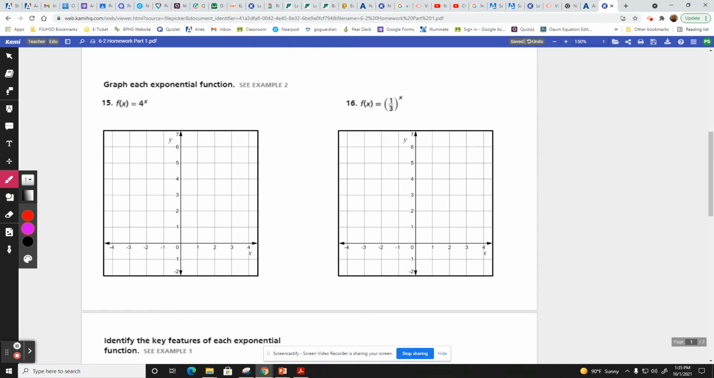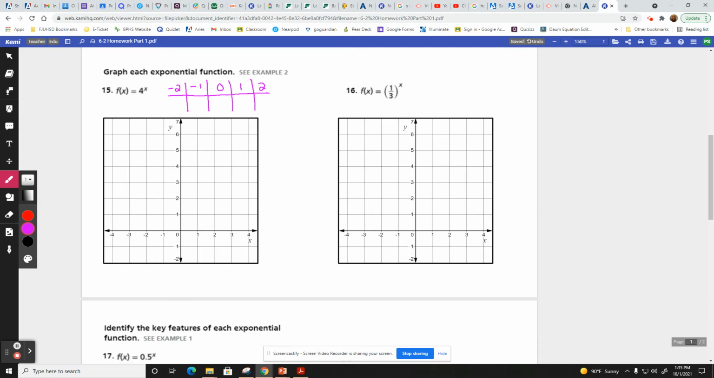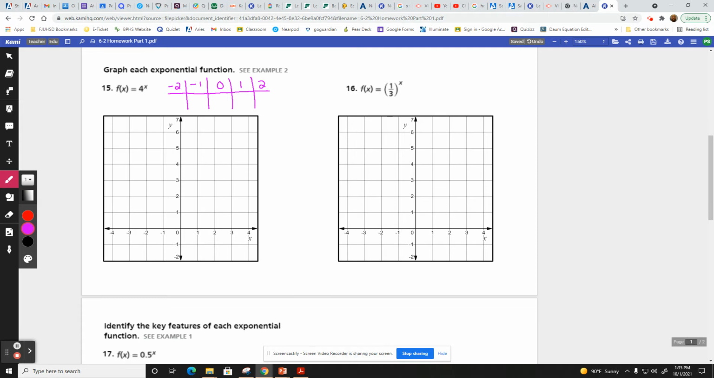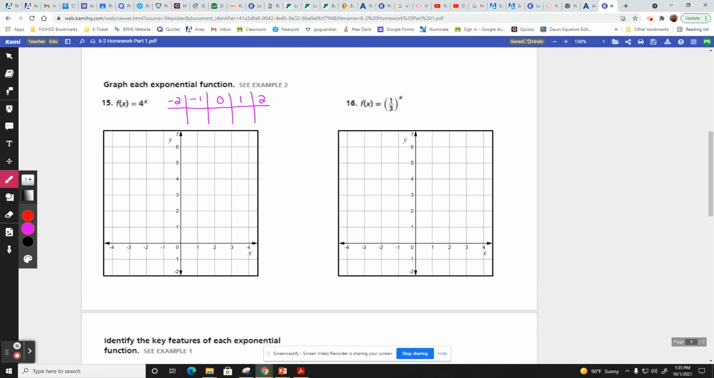And then you're graphing here. What you can do when you're graphing is create your own table, starting from -2, -1, 0, 1, and 2, and find the y values for each of those. It shouldn't be that hard. Then graph it. You should know the shape of it, knowing that this b value is greater than 1 and this b value is between 0 and 1. You should already know ahead of time if it's growth or decay.